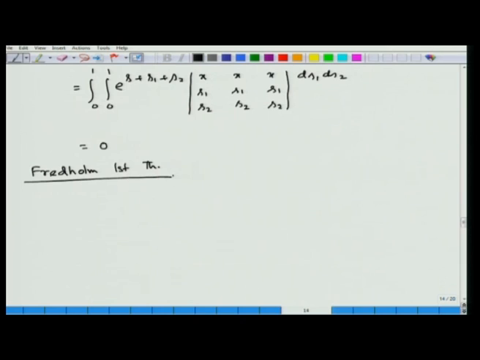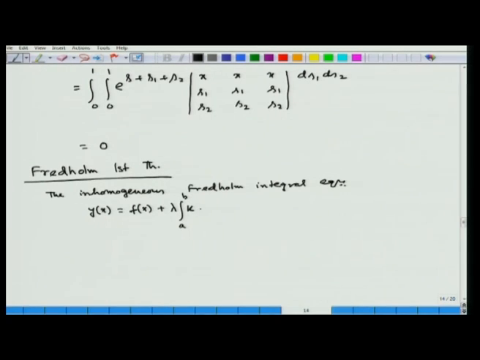Fredholm's first theorem. It states that the inhomogeneous Fredholm integral equation y(x) = f(x) + lambda integral from a to b of k(x, s) y(s) ds, where a ≤ x, s ≤ b. This is the range.